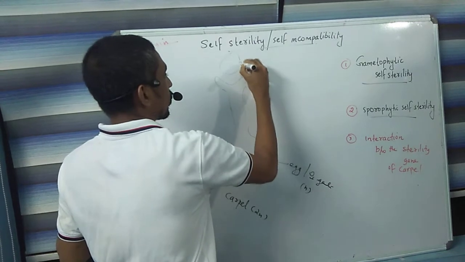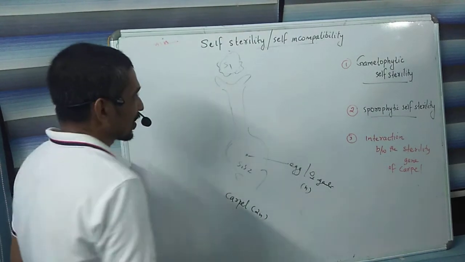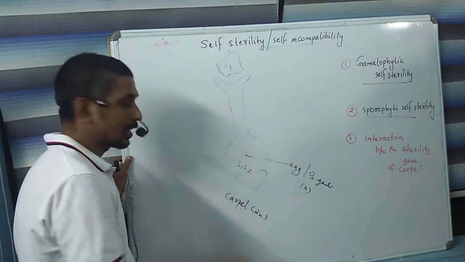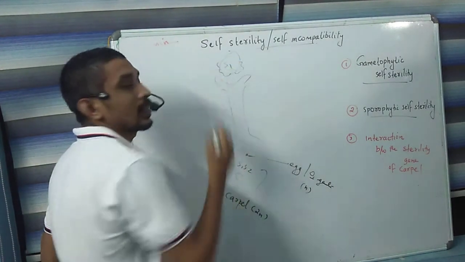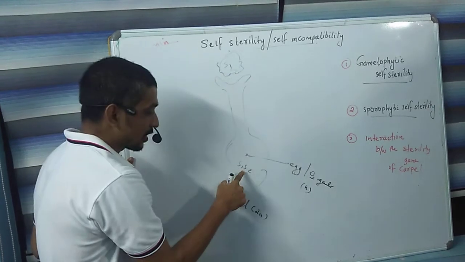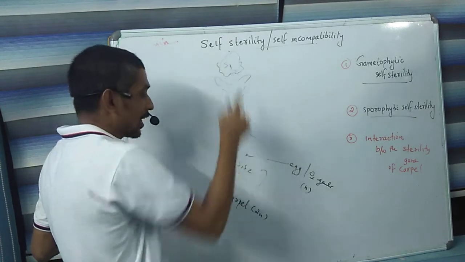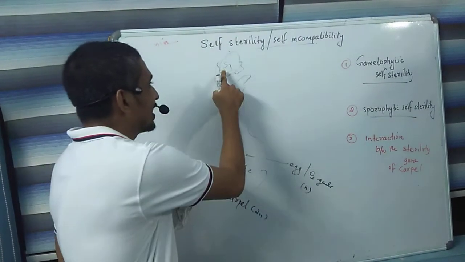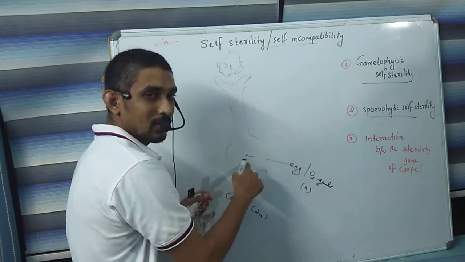When a pollen grain of a plant with the S1 allele lands on the stigma, the male gamete present within this pollen grain cannot fertilize the egg of the S1 S2 carpel, because this pollen grain contains an S1 allele, and the carpel also contains the S1 allele. So it never matches, and the gene product of the S1 allele cannot fertilize with the gene product of the S1 allele.